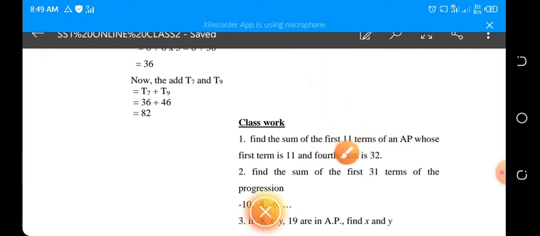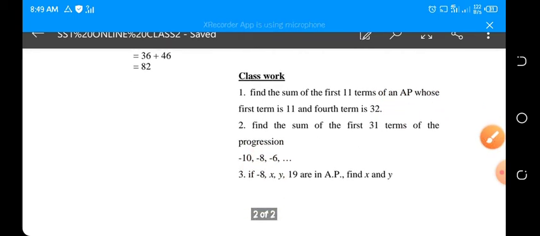Now, find the sum of the 11 terms of an AP whose first term is 11 and the fourth term is 32. You should know what to do there. Then, second one, find the sum of the first 31 terms of the progression minus 10, minus 8, minus 6, and it continues. The third question, if minus 8, x, y, 19 are in AP, find the values of x and y. Is that taken? Alright, that's your classwork.